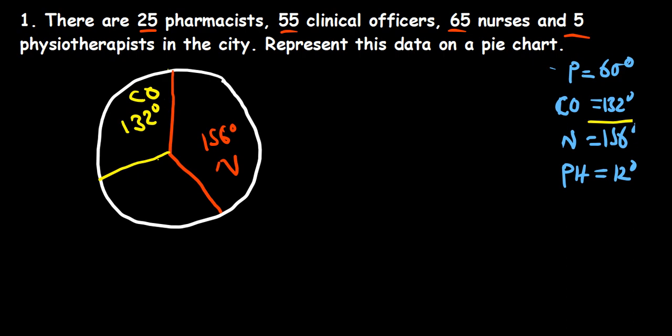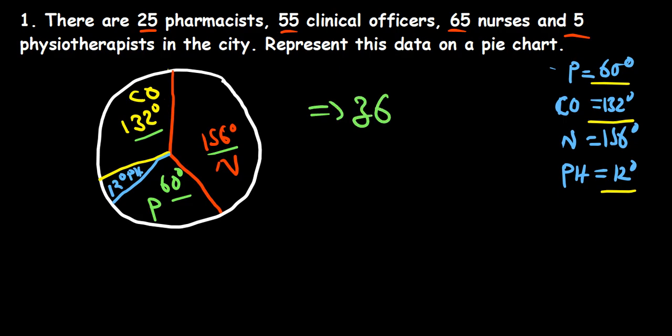And then we are remaining with a 60 here and a 12. So the 12 is the smallest. Okay, so we can just draw a small portion to give the 12 like that. So this here we're going to say is 12 degrees, and it represents the physiotherapist. And then the remaining part there we're going to give to the pharmacist. So the pharmacist here, which is P, will just be 60 degrees. Okay, so when we add 132, 156, 60, and the 12, we should be able to get a total of what? 360 degrees. So we've represented this information that we were given.